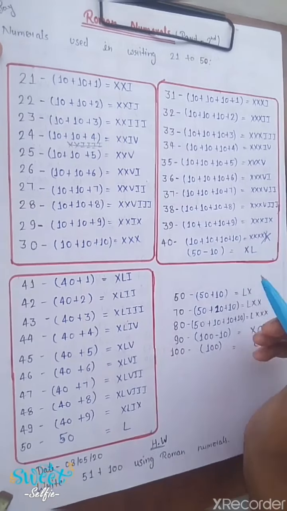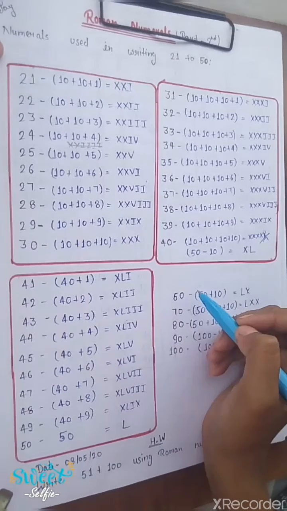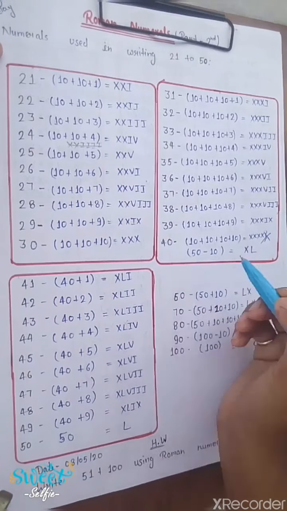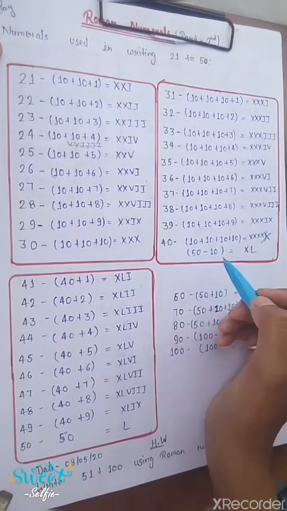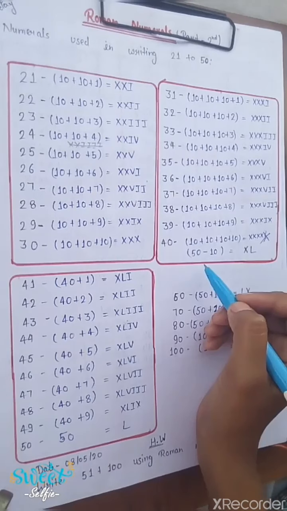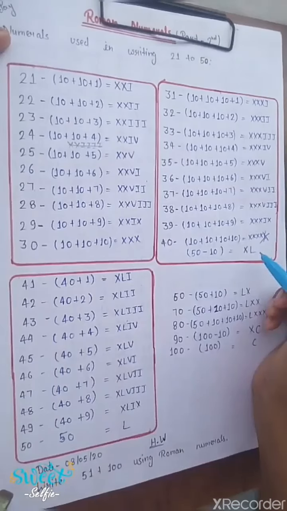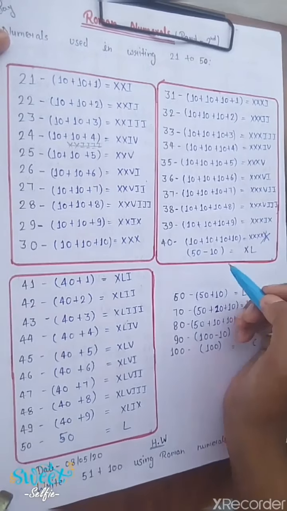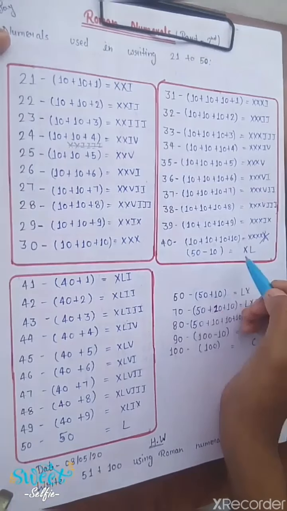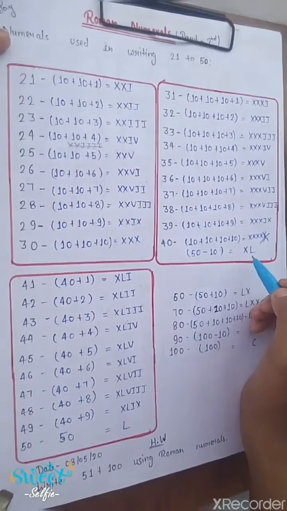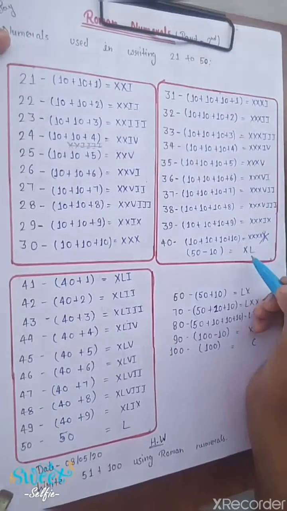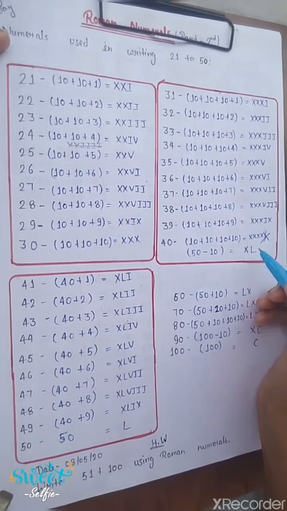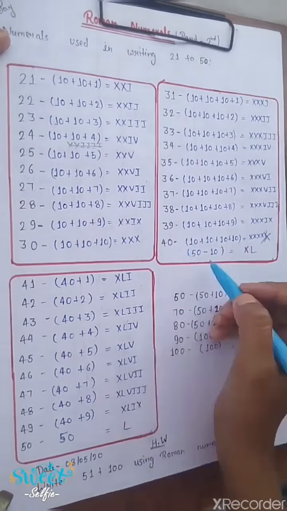Look here. We can write 40 as 50 minus 10, and we know the alphabet L represents 50. To write 40, we have to subtract 10 from 50. So firstly we write 50. Which letter represents 50? L. If we have to subtract 10 from 50, according to the rule, which side should we write X? On its left. So we write X to the left of L. So for 40, XL.